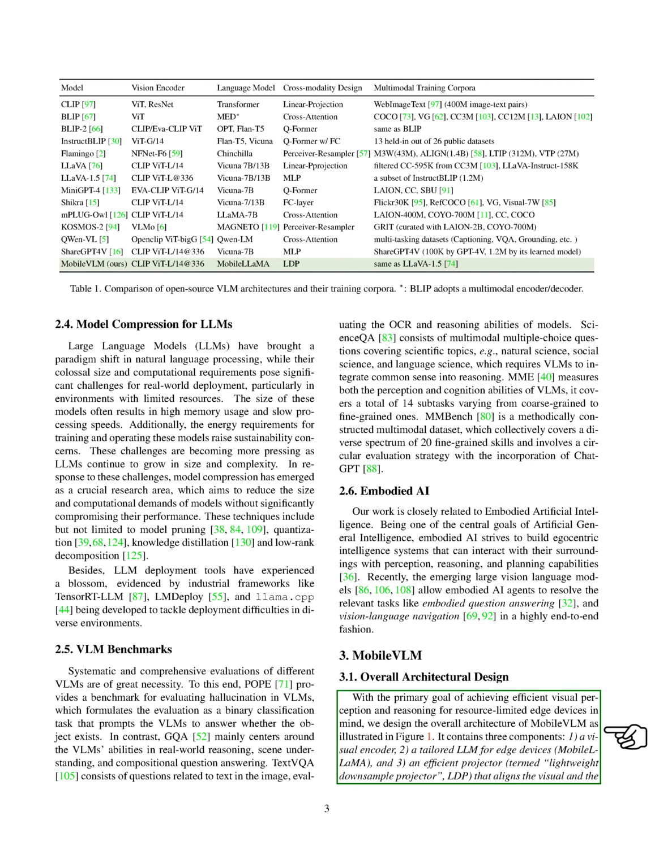With the goal of achieving efficient visual perception and reasoning for resource-limited edge devices, we designed the architecture of MobileVLM. It consists of three components: a visual encoder, a tailored LLM for edge devices, MobileLLaMA, and an efficient projector, termed lightweight downsample projector, LDP, that aligns the visual and the textual space.